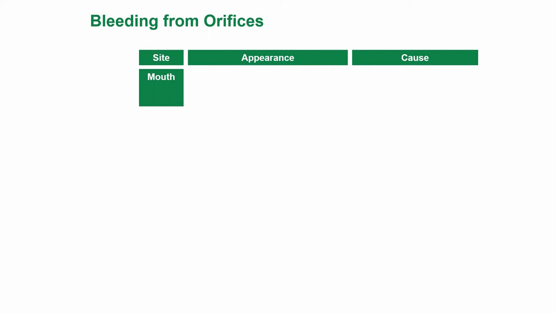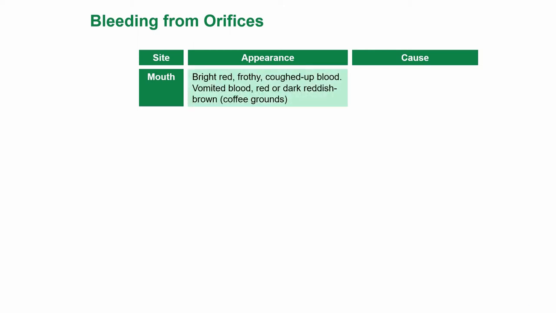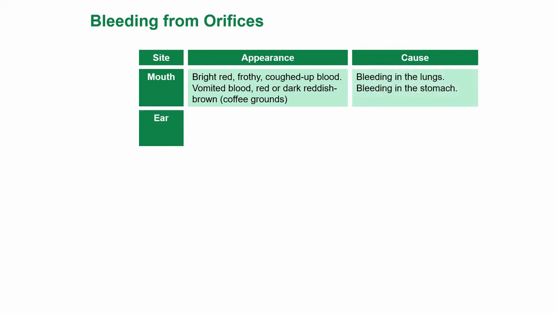Now, bleeding from different orifices. Let's just go through this, the site, the appearance and the cause. So bleeding from the mouth. If it's bright red, frothy, coughed up blood, can be vomited blood, red or dark reddish brown, almost like coffee grounds. And the cause would be bleeding in the lungs or bleeding in the stomach.